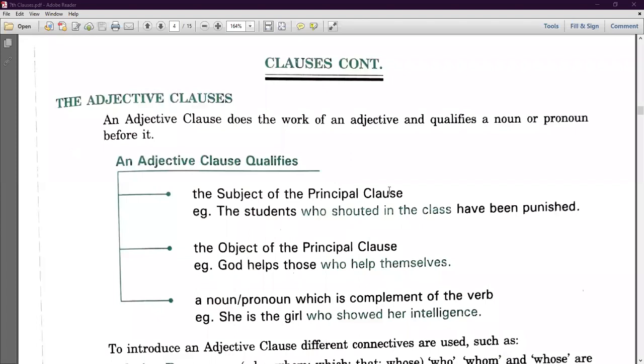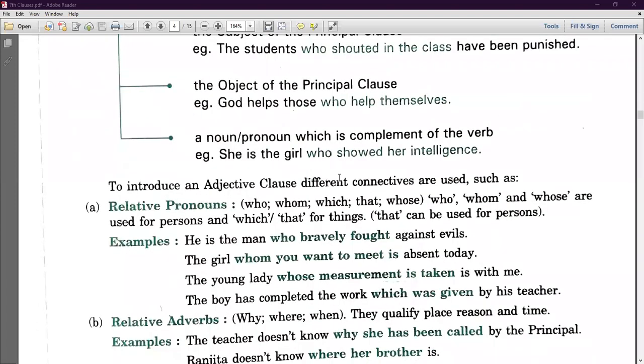Example: The student who shouted in the class has been punished. Which student? Who shouted in the class. Here the principal clause is "has been punished", and you have the subject of the principal clause. The object of the principal clause: God help those who help themselves. So the object is "who help themselves". A noun or pronoun which is the complement of the verb: She is the girl who showed her intelligence.